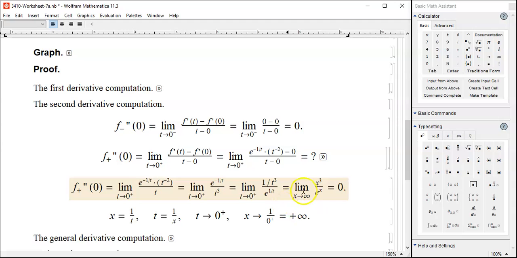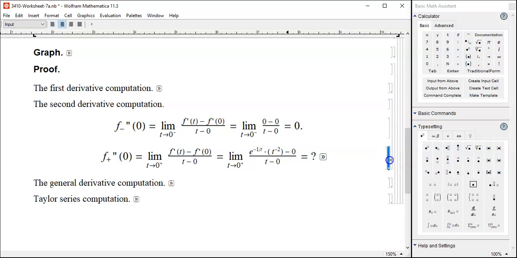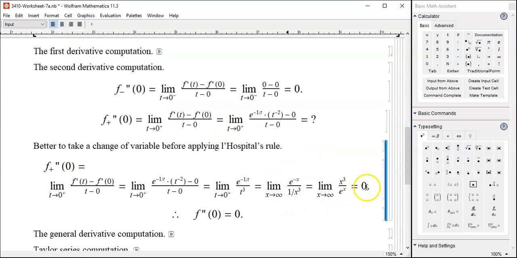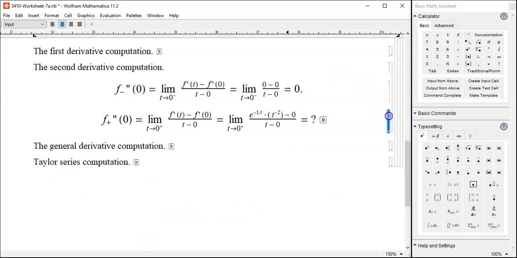So what did you get? Right-hand side limit is also 0, so the conclusion is second derivative is also 0. Let me erase this. I don't really need it because everything is already hidden here. Change of variable is more useful, the same thing I just told you before, and consequently we have this conclusion. Second derivative is also 0. Now, how does it help us calculating the general derivative computation?